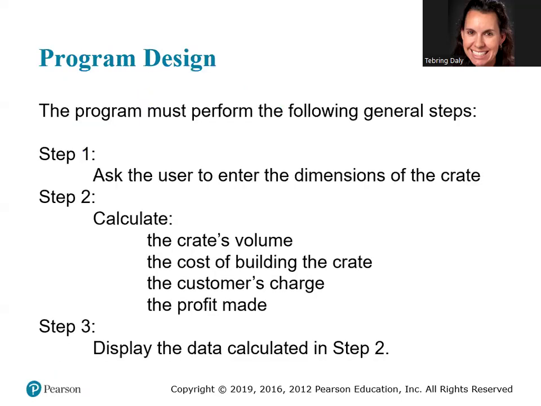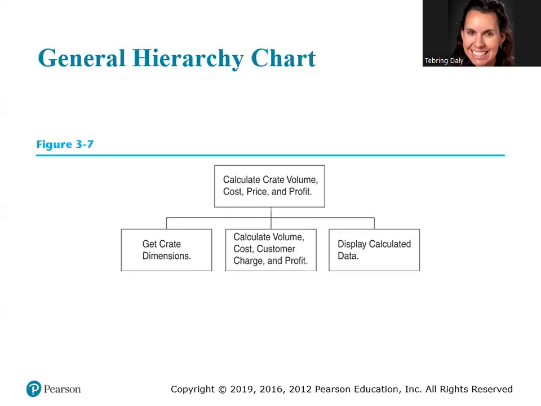Okay, and then when you're trying to do pseudocode, this is kind of like our pseudocode, except you might not write it this detailed. Basically you're trying to figure out what input is needed. So this first part is, okay, first I need to ask for the dimensions of the crate. I need that information. Then I can calculate the crate's volume and the cost and the charge and the profit, and then what's left I want to display. But this part is going to require some calculations, and so you're going to want to figure out what those calculations are.